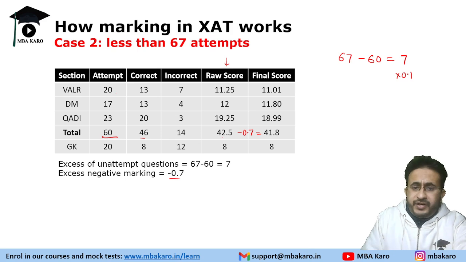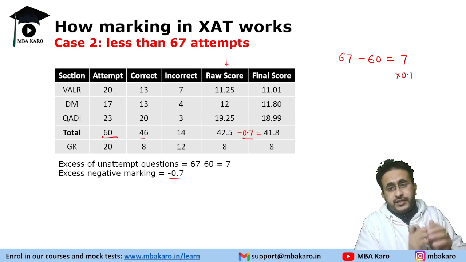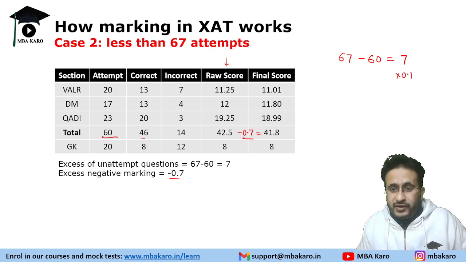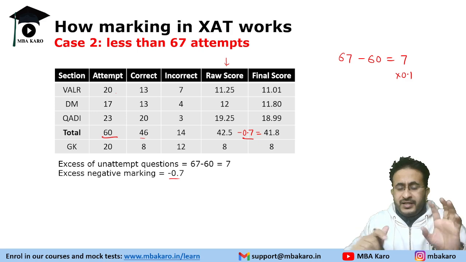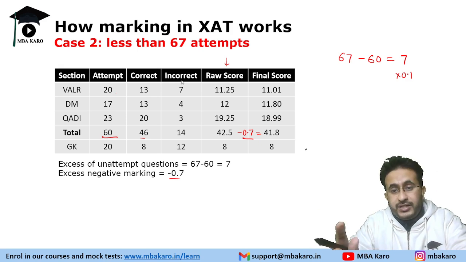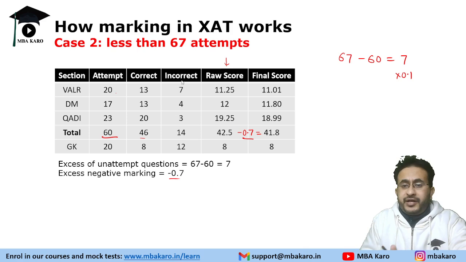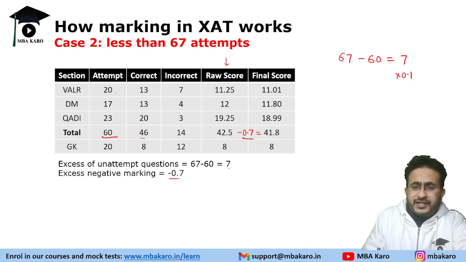Now this 0.7 is not dependent on the number of attempts in a section; it is across the entire paper. It is not that if you skip 8 questions in VALR or DM or QADI, it applies only there. Negative marking will be in all sections, and it will be distributed in the ratio of the number of questions.